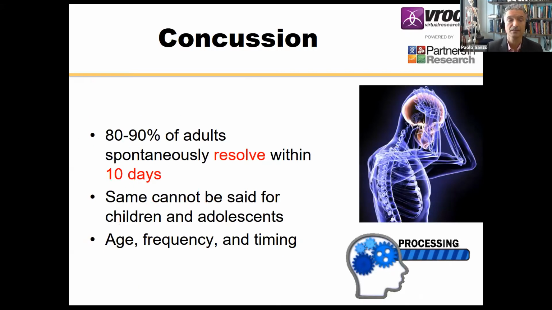The nice thing about this is that 80 to 90% of the time, if you're an adult, this is going to go away on its own within a 10-day period, but this isn't the same for children. Anyone under the age of 18, it's probably going to take about 3 to 4 weeks for this to settle down. So the age, the frequency, and the timing of the concussion can impact recovery.